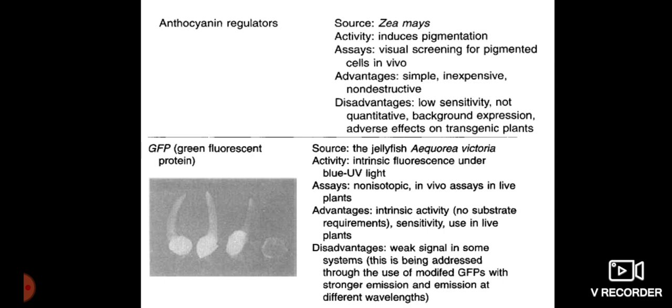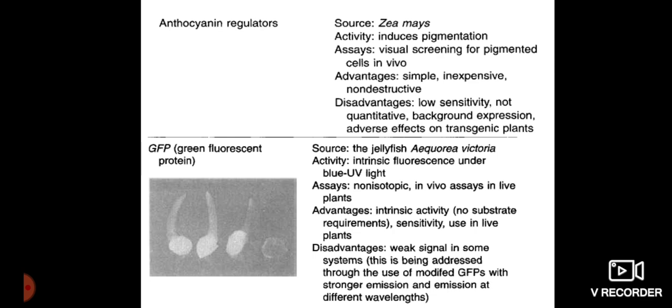There are also anthocyanin regulatory genes being used, from Zea mays. They induce pigment and the assay is visual screening. The advantages are that it is simple, inexpensive and non-destructive, but disadvantage-wise it has low sensitivity.